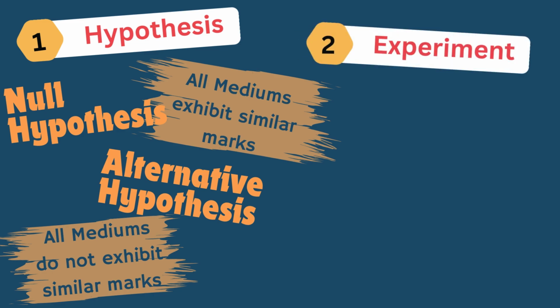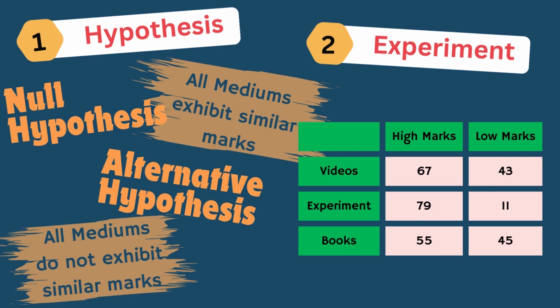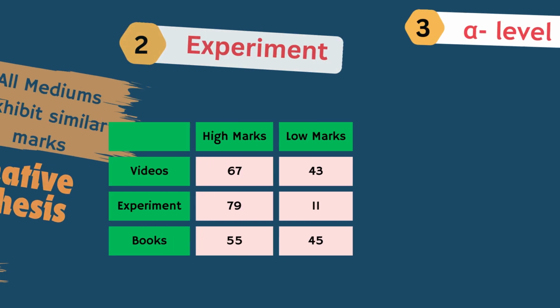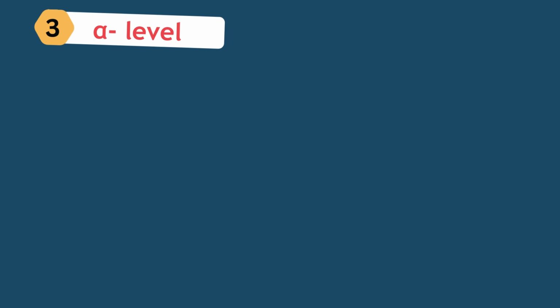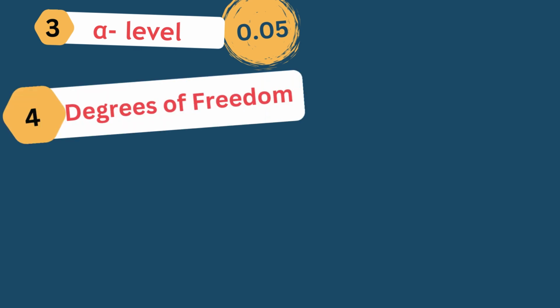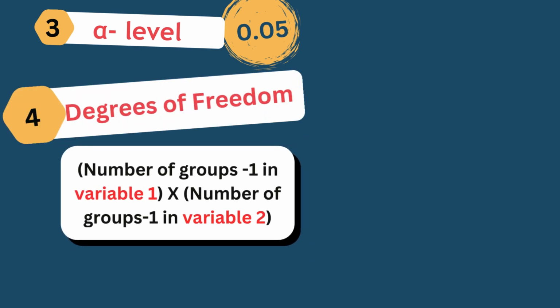Step 2, perform the experiment. Here I have two independent variables, medium of education, which has three different categories, videos, experiments and books, and another independent variable, marks, which has two different categories, high and low. Step 3, select an alpha level, which again I will choose to be 0.05. Step 4, calculate the degrees of freedom. It will be number of groups in variable 1 minus 1 into number of groups in variable 2 minus 1. Using that formula, the degrees of freedom will be 2.